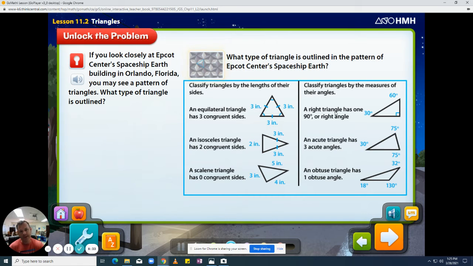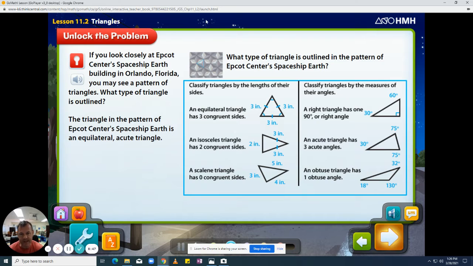All right, so I think what they're going to say here is this is an acute equilateral triangle. Let's see. The triangle in the pattern of Epcot Center's Spaceship Earth is an equilateral acute triangle. Oh, so they did do it like this. They did go first name, last name. All right, let's look at another one.